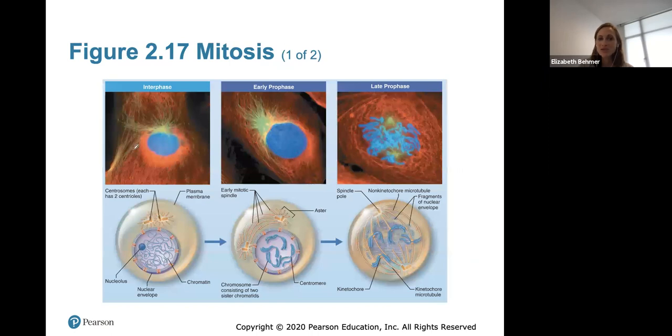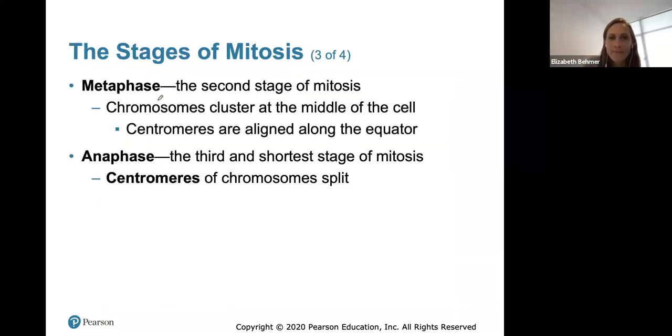So here we have interphase, normal cell growth, early and late prophase. We have early prophase. The DNA is replicating. Late prophase, we don't see the nuclear envelope anymore around the nucleus. Metaphase is the second phase of mitosis. The big thing is that the chromosomes will be in the middle of the cell along the equator. Anaphase is the third and shortest phase, and this is where the chromosomes will split.